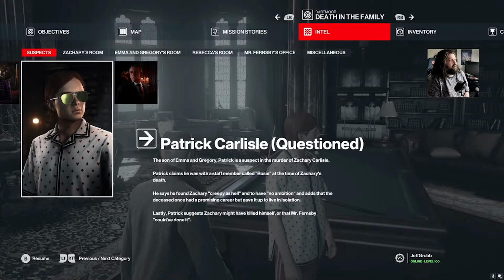So what do we know about Patrick Carlisle? He is the son of Emma and Gregory. He says he was with Rosie, who is a staff member at this mansion. So maybe we can go talk to the staff and see if they can corroborate that.